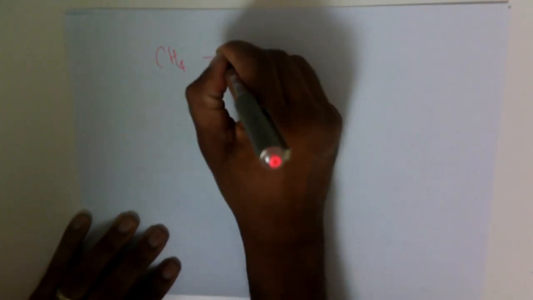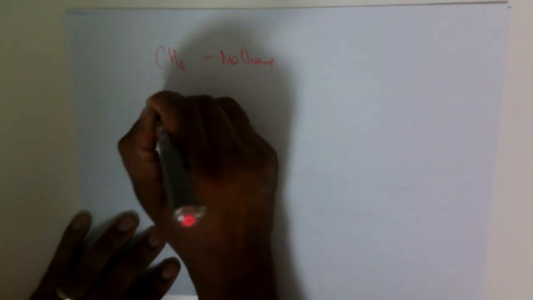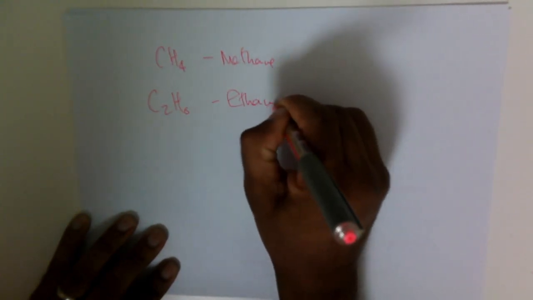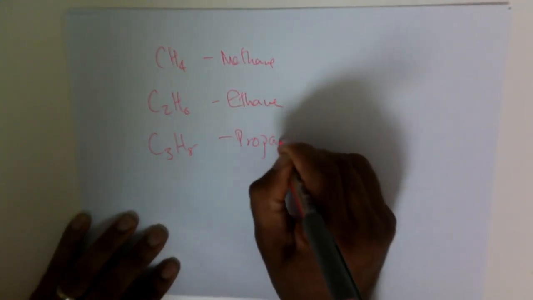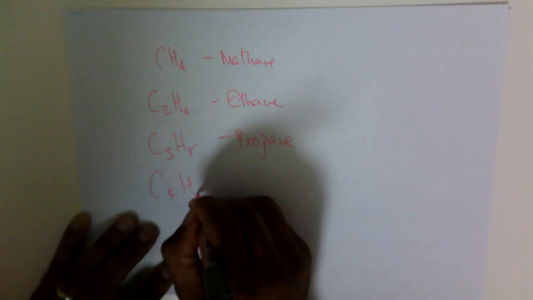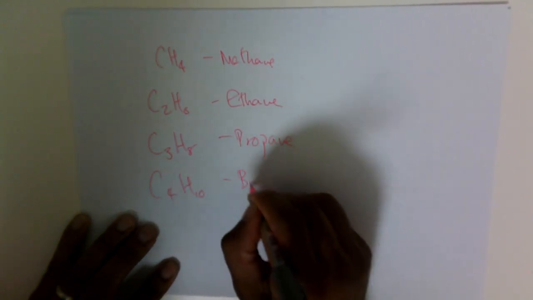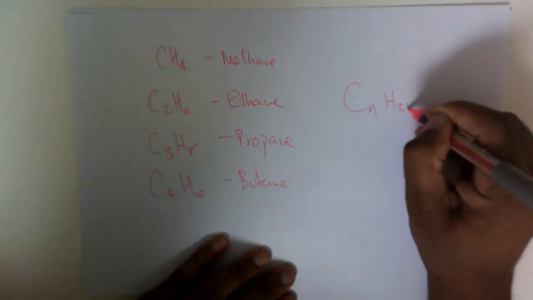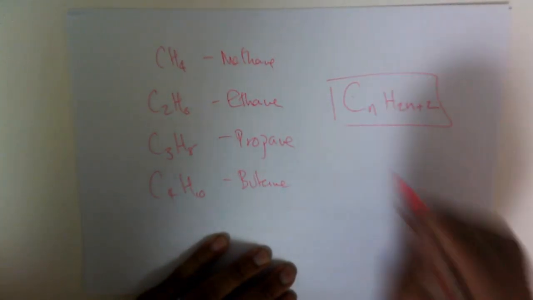Then you need to think about alkanes and alkenes and cracking. Remember, alkanes, you've got methane, ethane, C2H6, C3H8, propane, and C4H10, butane, and the general equation for that is CnH2n+2. So these are alkanes.